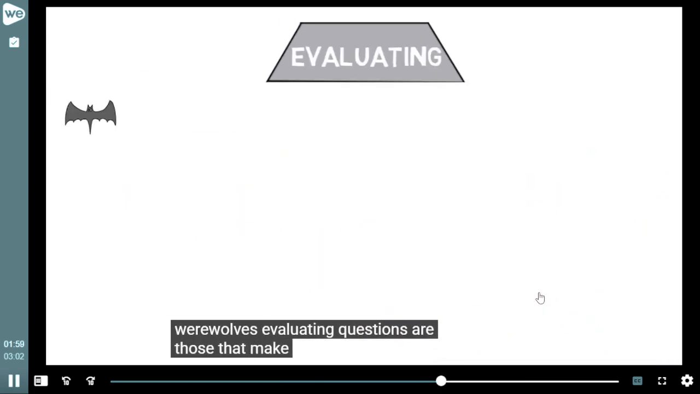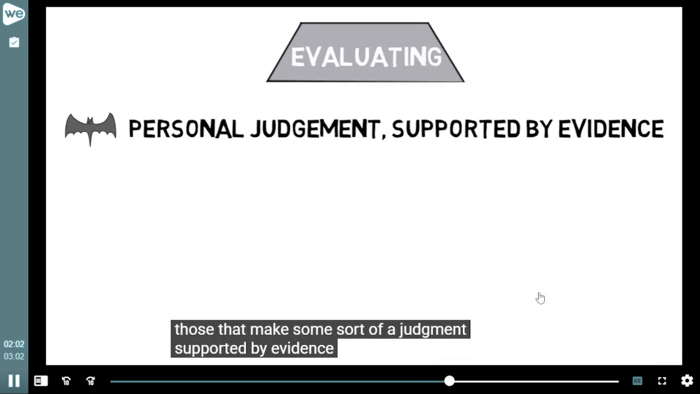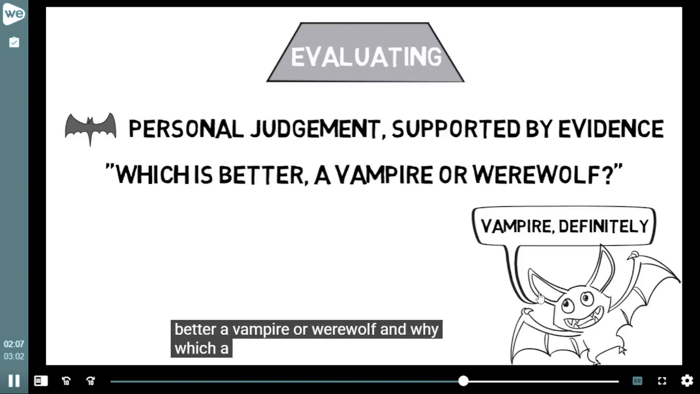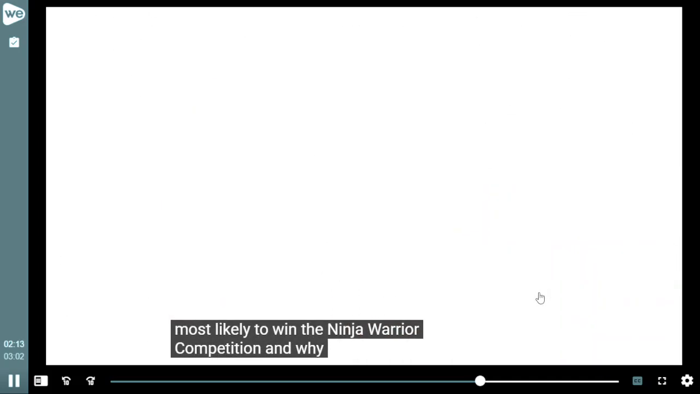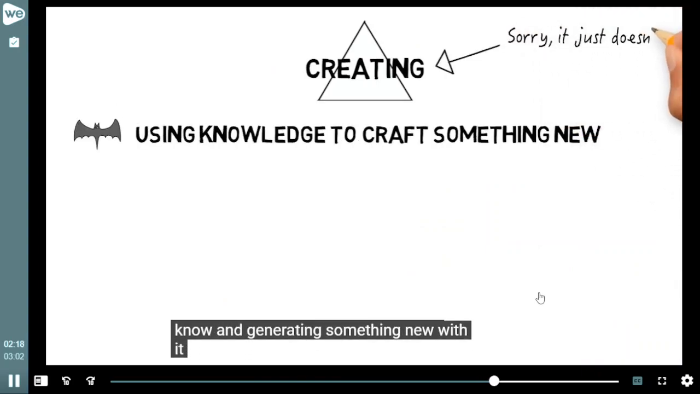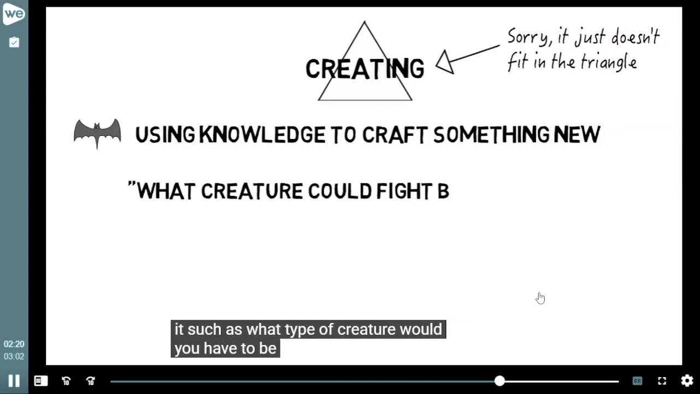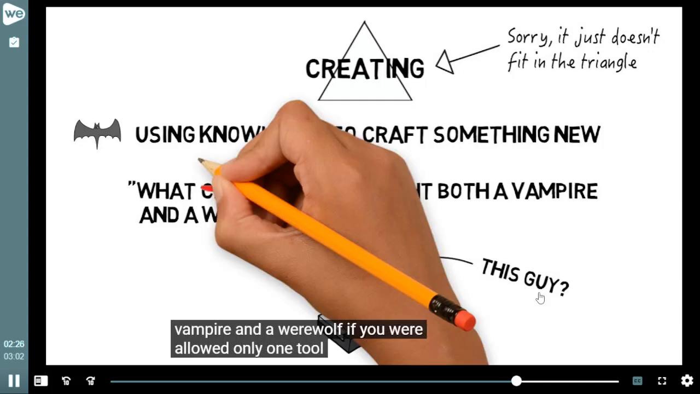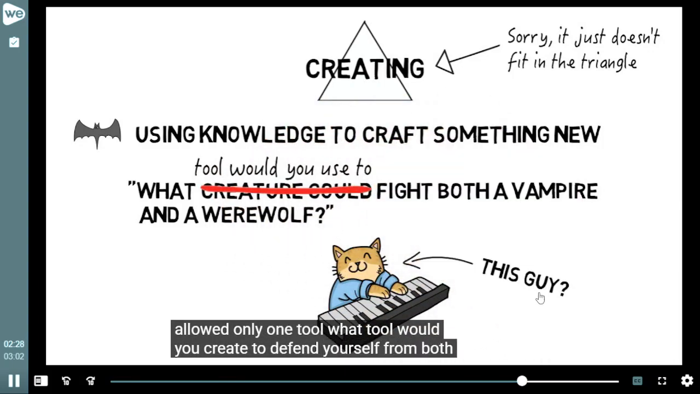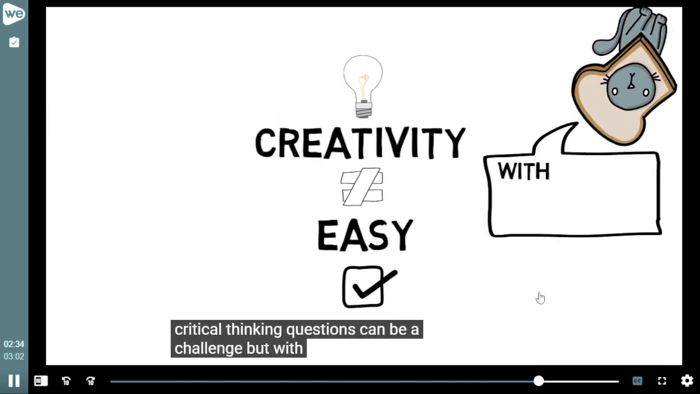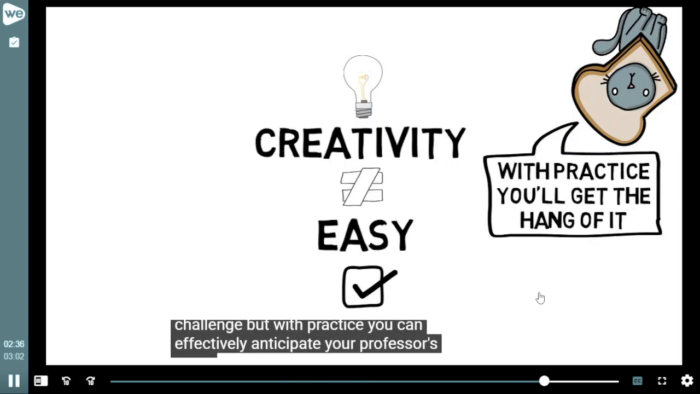Evaluating questions are those that make some sort of a judgment supported by evidence, such as, which is better, a vampire or werewolf, and why? Which, a vampire or werewolf, would be most likely to win the Ninja Warrior competition, and why? Creating questions are those that involve taking what you know and generating something new with it, such as, what type of creature would you have to be in order to fight both a vampire and a werewolf? If you were allowed only one tool, what tool would you create to defend yourself from both vampires and werewolves? Generating critical thinking questions can be a challenge, but with practice, you can effectively anticipate your professor's exam questions.